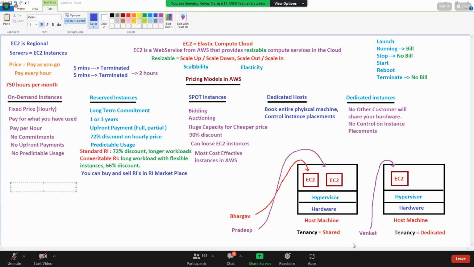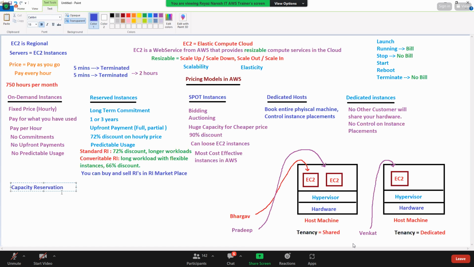Okay. Now, just imagine AWS, since 2006 or 2007, somewhere when it started, millions of customers are there. Based on the millions of customers, AWS has these different types of pricing models. That's why you have so many. So the next pricing model we have here is capacity reservation.